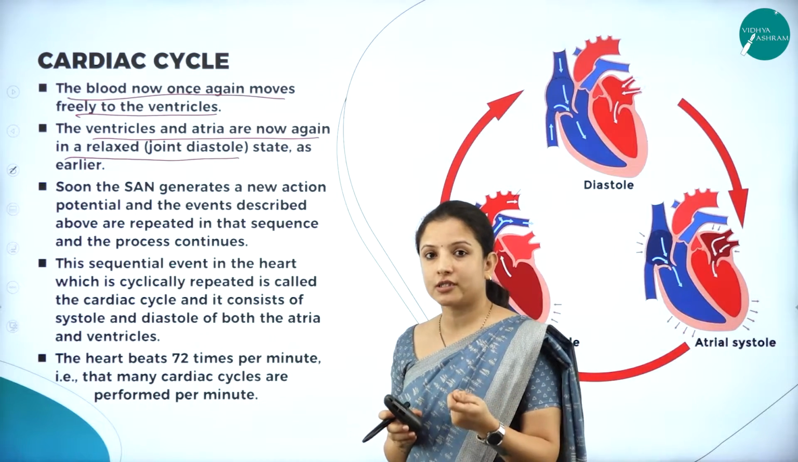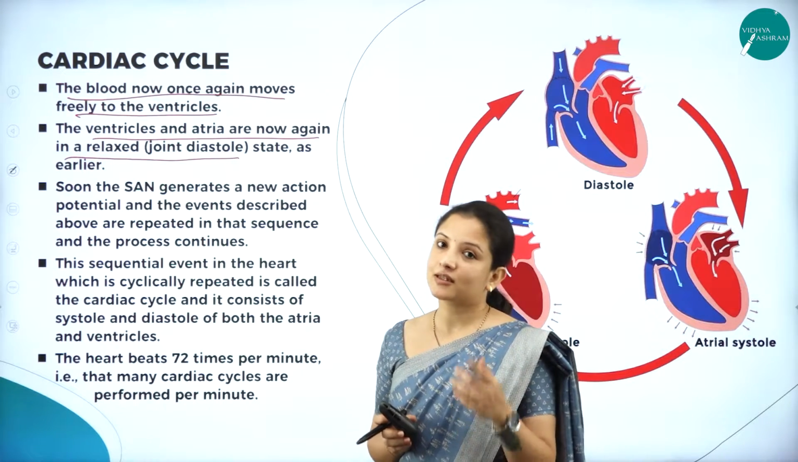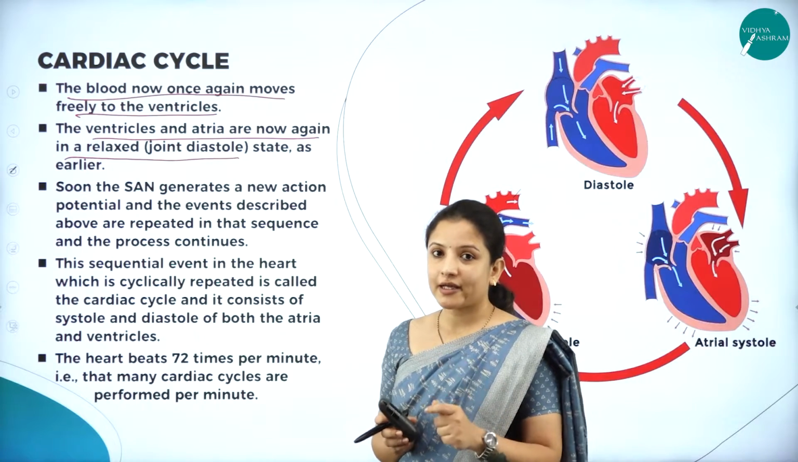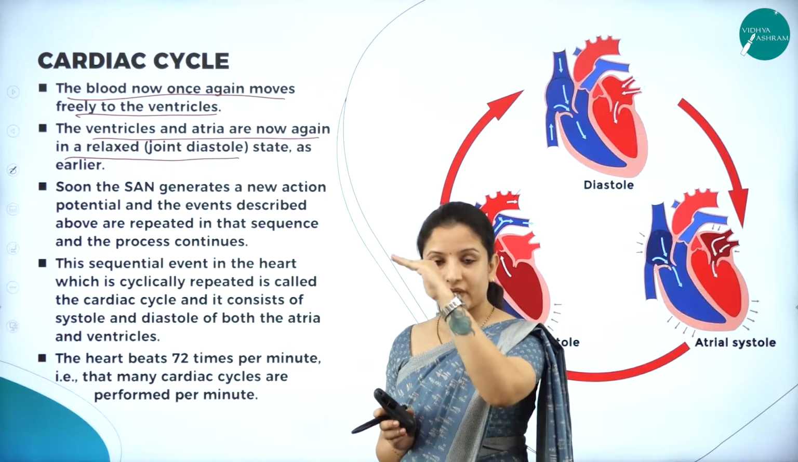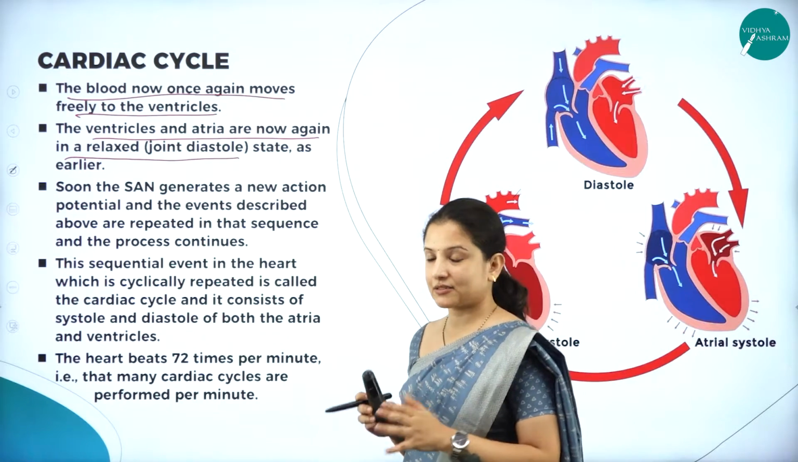So, what does joint diastole mean? Diastole is nothing but relaxation. Systole is nothing but contraction. So, joint diastole means both the upper atrial chamber and the lower ventricular chamber are in a relaxed state now.